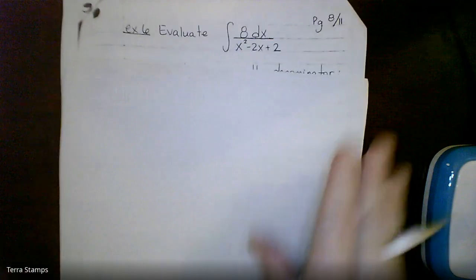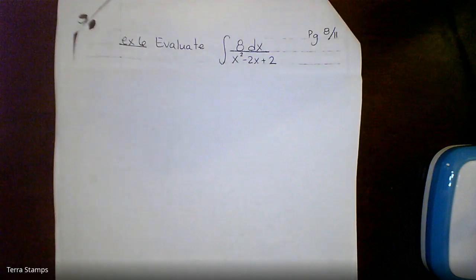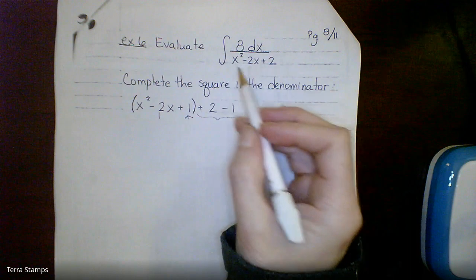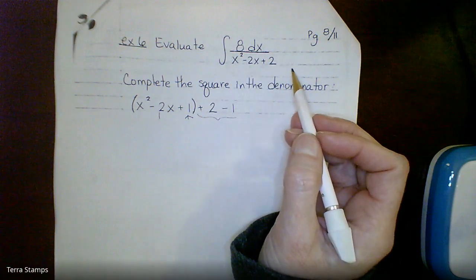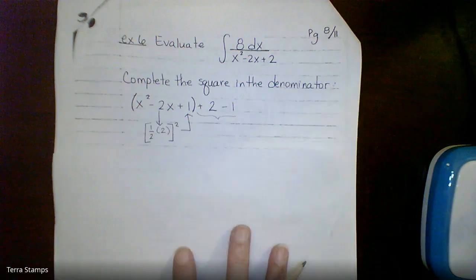Moving on along, we have some of these that do not start off as nicely in these forms that we need. So we have to work a little harder to force this integrand into a form that we can use. In this one, we're going to have to complete the square in this denominator.